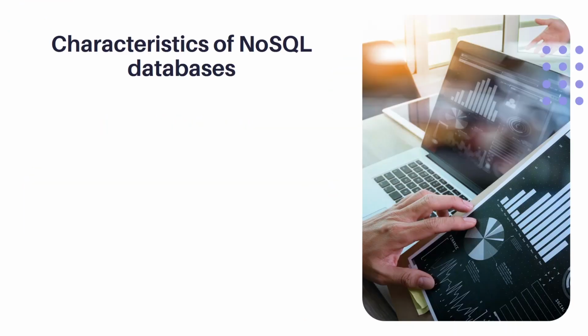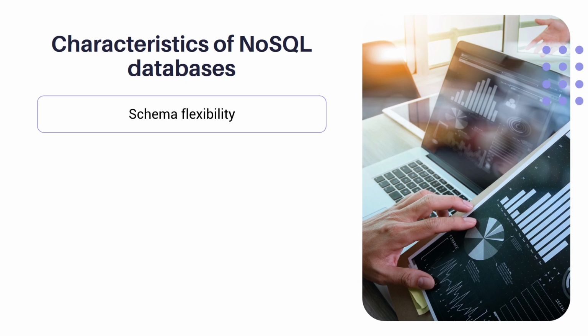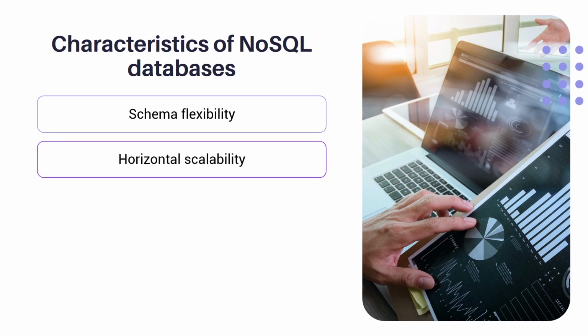Some of the characteristics of NoSQL databases include the following: schema flexibility. Unlike relational databases that require a predefined schema, NoSQL databases offer flexible schemas. This means that you can store different types of data without a fixed structure, making it much easier to handle evolving and unstructured data. These types of databases also include horizontal scalability. NoSQL databases are designed to scale horizontally, meaning that they can handle large amounts of data at high traffic loads by adding more commodity servers to a distributed system.